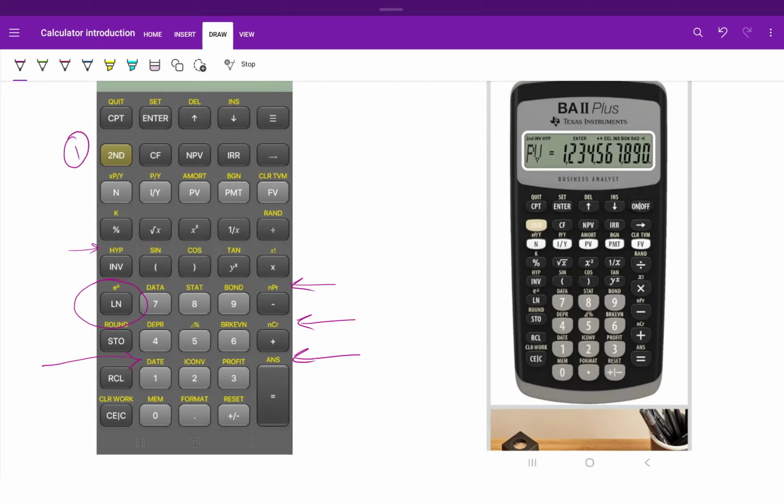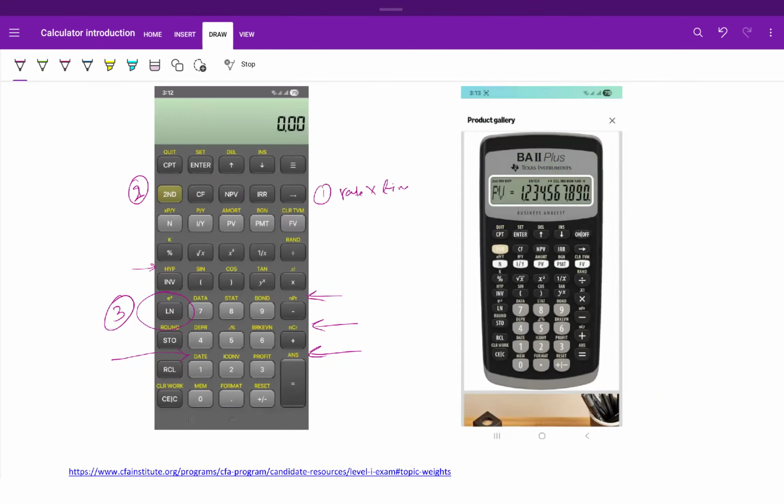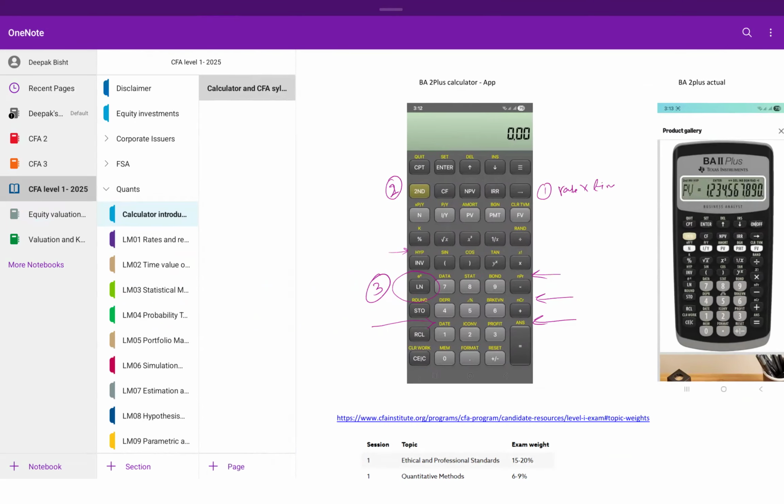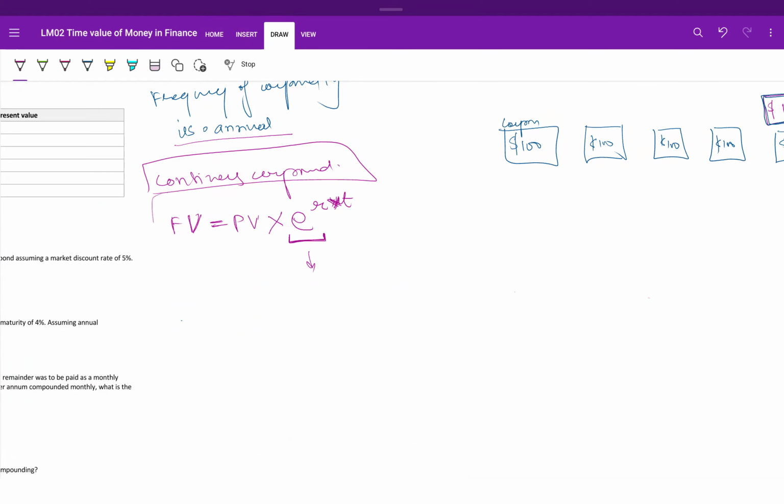How do we calculate it? We first plug in our rate times time. Then we click on second and then click on e to the power x. First, second, and third. This is the third step. We will talk about this when we do a question. So e to the power x, this is the formula for continuous compounding.